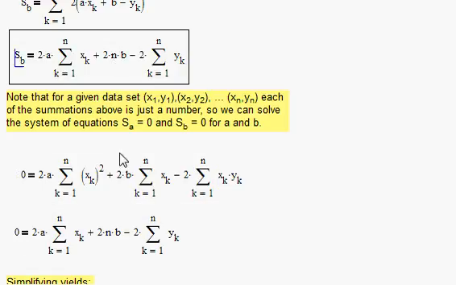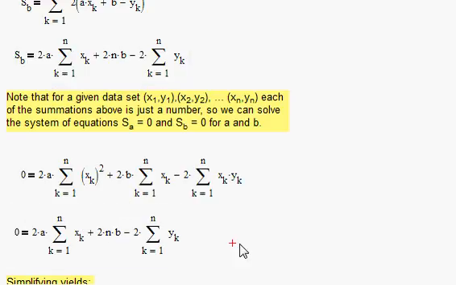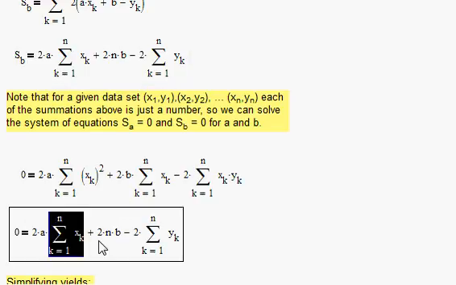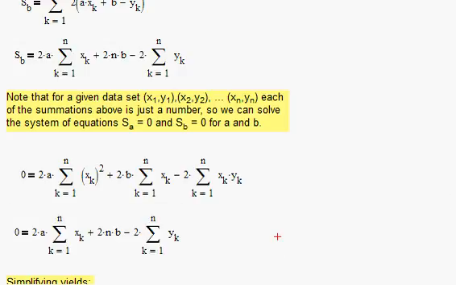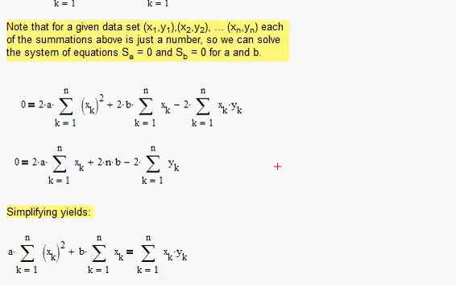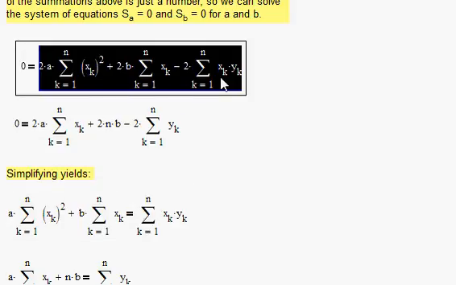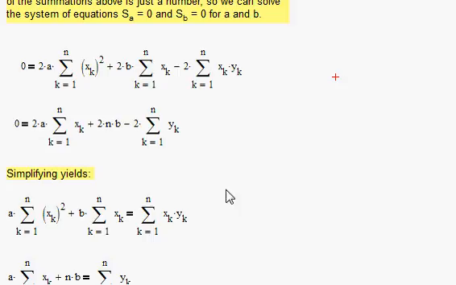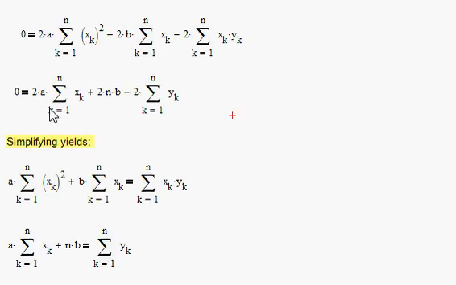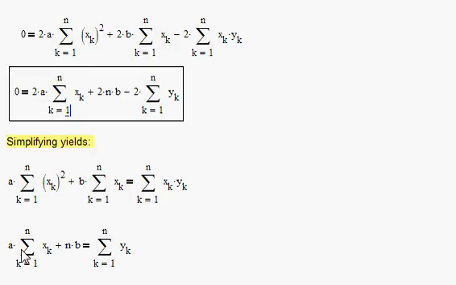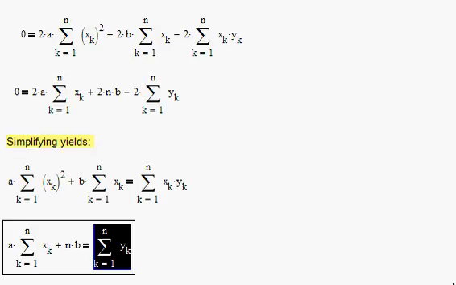Since the partial with respect to B also has to be 0, all this has to be 0. This is 2A times this number plus 2 times n times B minus 2 times this number, which also has to be 0. Simplifying this, you get A times this number plus B times this number equals this number. That's the simplified version of this one. And the simplified version of this one would give us that A times this sum plus nB is equal to this sum.